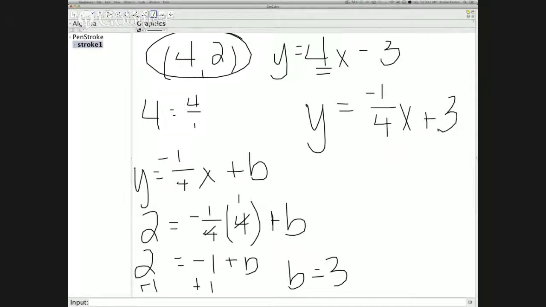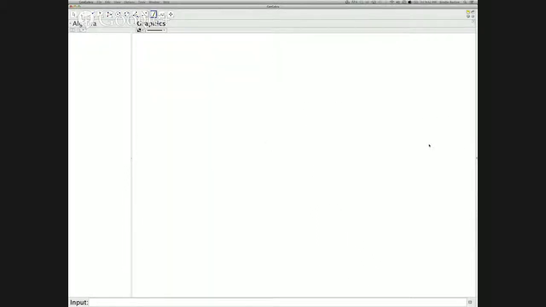Remember, all of this part over here, the goal was to find the y-intercept. Okay? So once we get that, we have to plug it back into our equation. We don't stop when we find the y-intercept. Okay? All right, and then I'll do a graphic perpendicular.